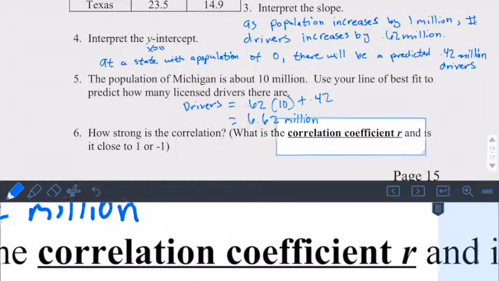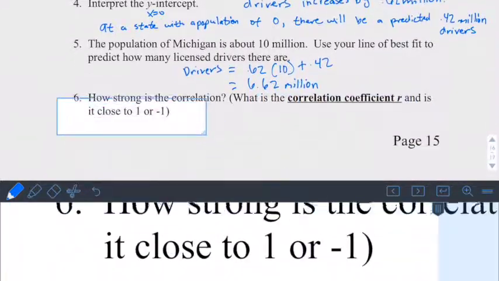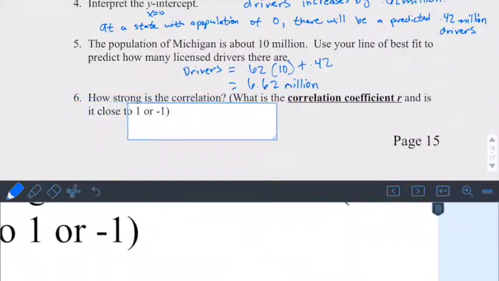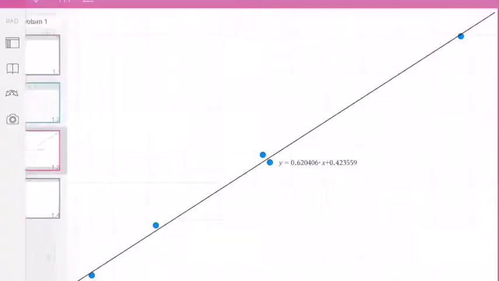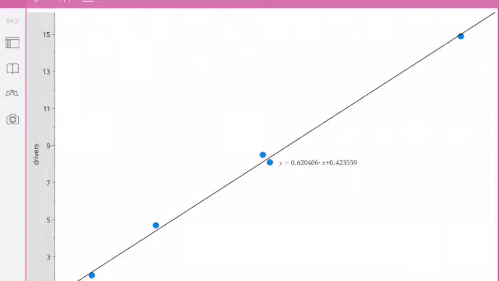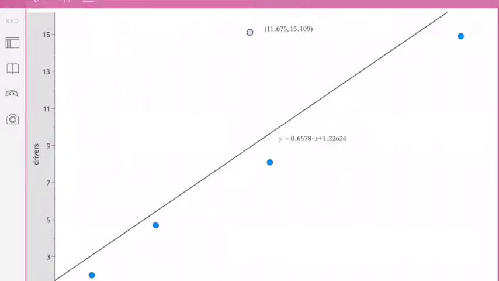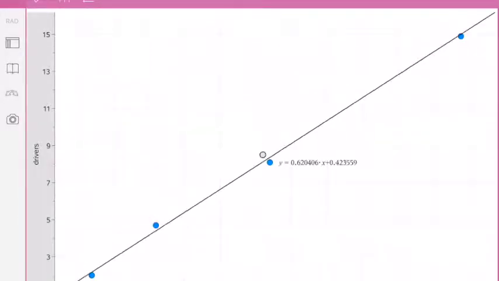How strong is the correlation? So correlation coefficient R, and is it close to 1 or -1? So how strong is the correlation? Let's look at the graph. If we look back at our graph, that line fits very nicely. If our dots were far away like this, that would be bad correlation. So this is very good.